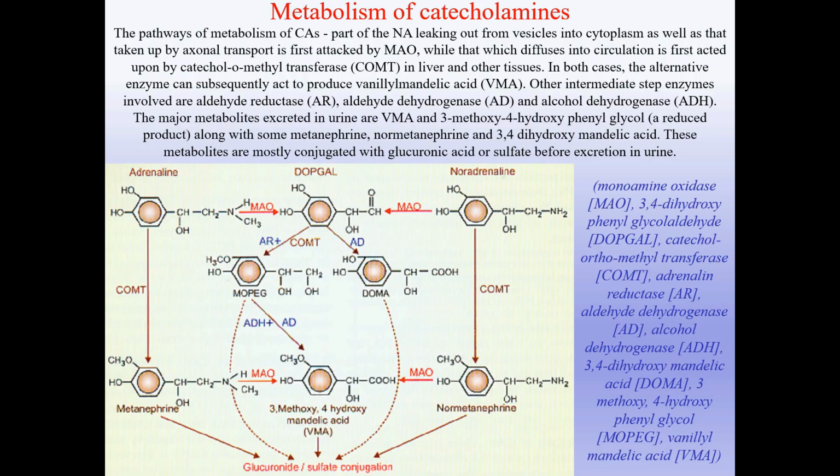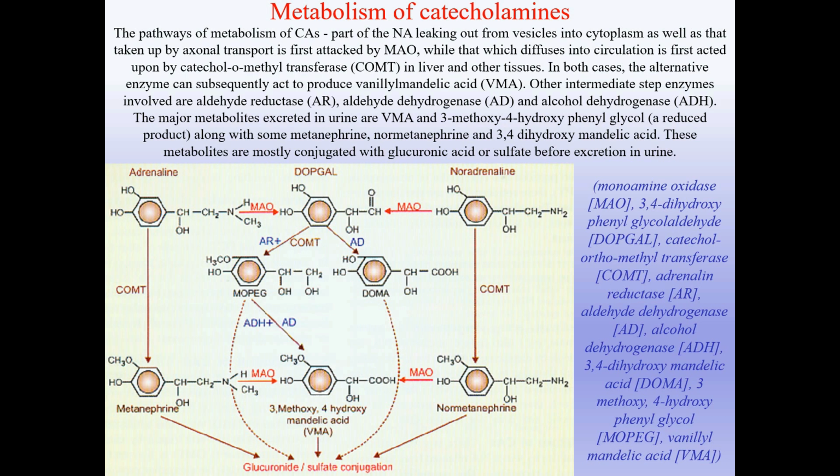On this slide you can see the pathways of metabolism of catecholamines. Part of the noradrenaline leaking out from vesicles into cytoplasm, as well as that taken up by axonal transport, is first attacked by monoamine oxidase, while that which diffuses into circulation is first acted upon by catechol-O-methyltransferase in liver and other tissues. In both cases, the alternative enzyme can subsequently act to produce vanillyl mandelic acid, VMA.